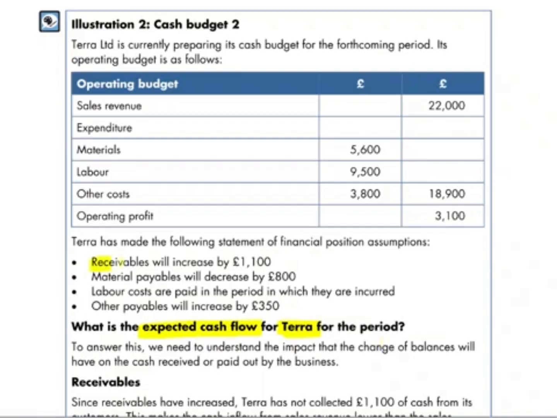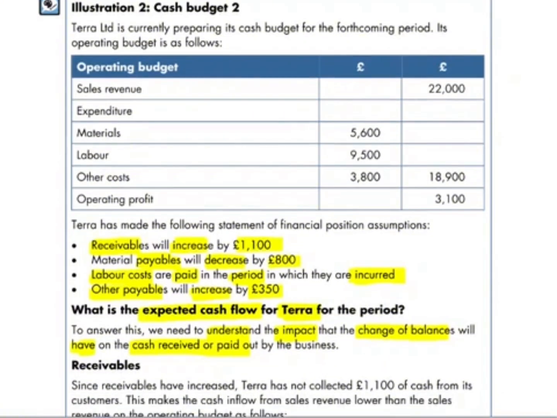We're also told that receivables are going to increase by £1,100, that payables for materials are going to decrease by £800, that labour costs are paid in the period in which they're incurred, and that other payables are going to increase by £350. Now, to work out the cash budget, we need to understand the impact that those changes of balances are going to have on the cash received or paid by Terra in this instance.